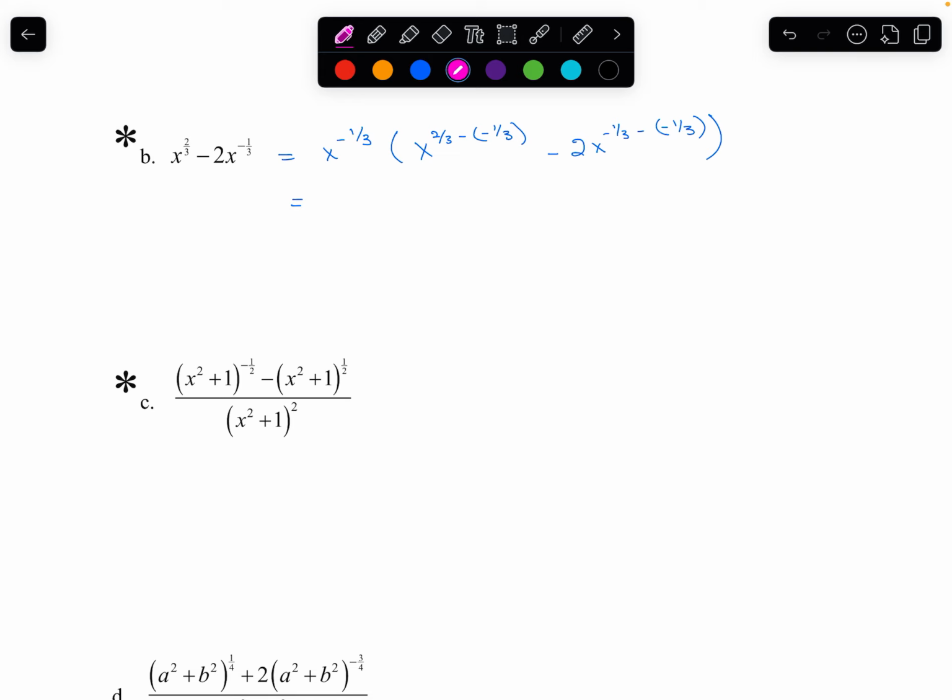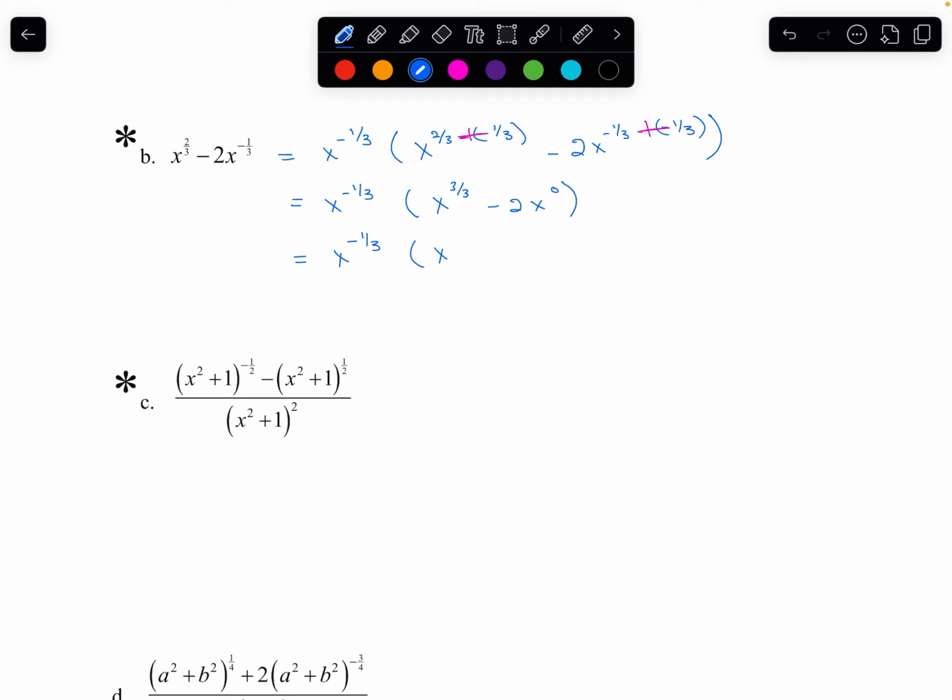Now, when we subtract a negative number right here and right here, what we're really doing is adding them. So this ends up being the addition of 1/3, the addition of 1/3. So I have x to the negative 1/3, that's what we factored out. And now we're going to simplify the powers. 2/3 plus 1/3, so that's x to the 3/3. The minus 2x, negative 1/3 plus 1/3, that's to the 0. So x to the negative 1/3 times x to the 3/3, which is x to the 1 power.